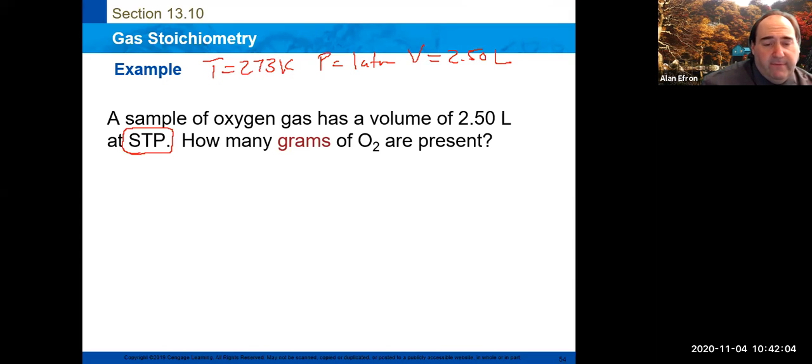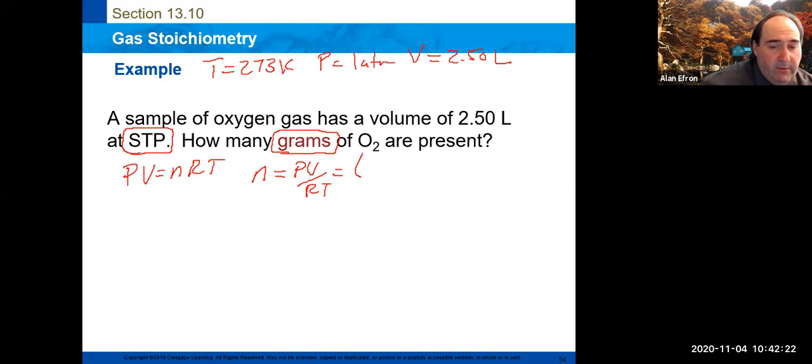So we can definitely use the ideal gas law here, PV equals nRT, and solve for n, as that's the only thing we're missing, which would be good because we are looking for grams. If we solve for n, n would be PV over RT, and everything's actually in the right units. So we would plug it in. We would have 1 atmosphere for our pressure.